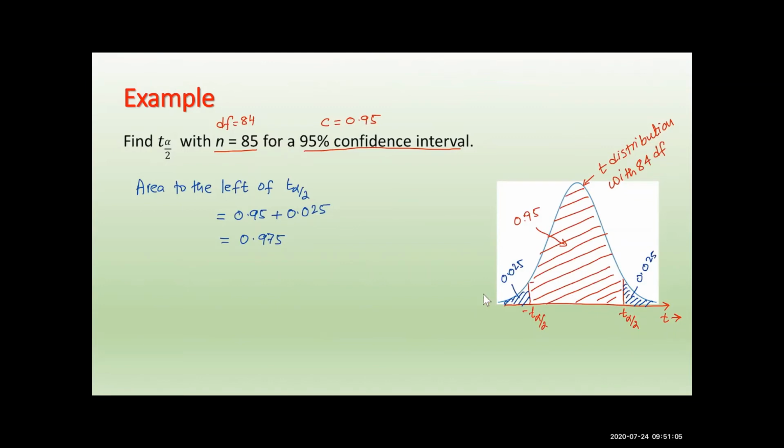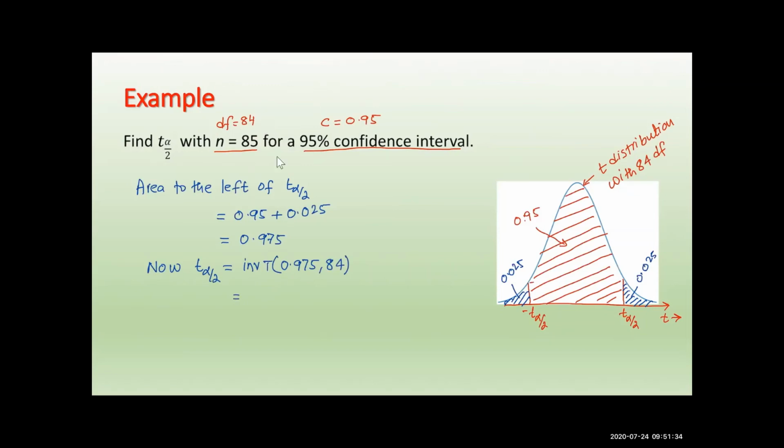Now, in order to find the value of T alpha over 2, because we are talking about the T distribution, we use inverse T. We write the area first, the area to the left of this one. The total area is 0.975, and the degree of freedom here is 84.